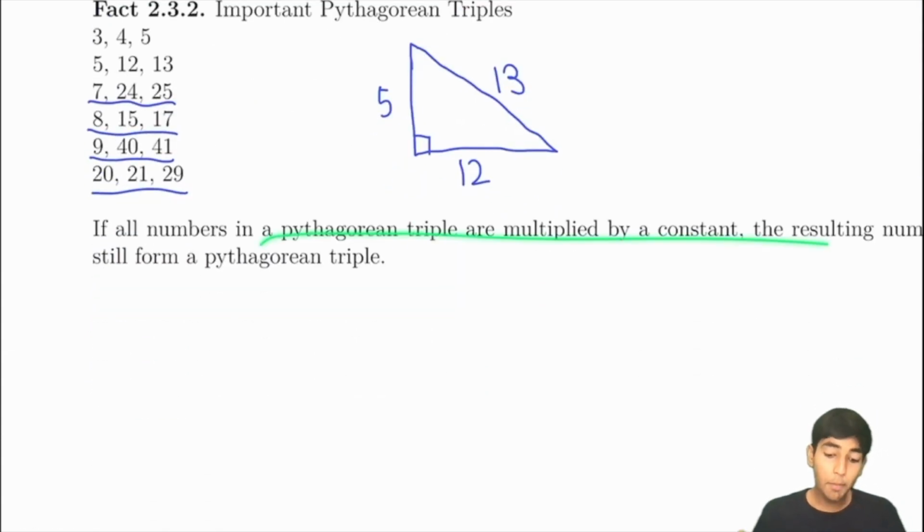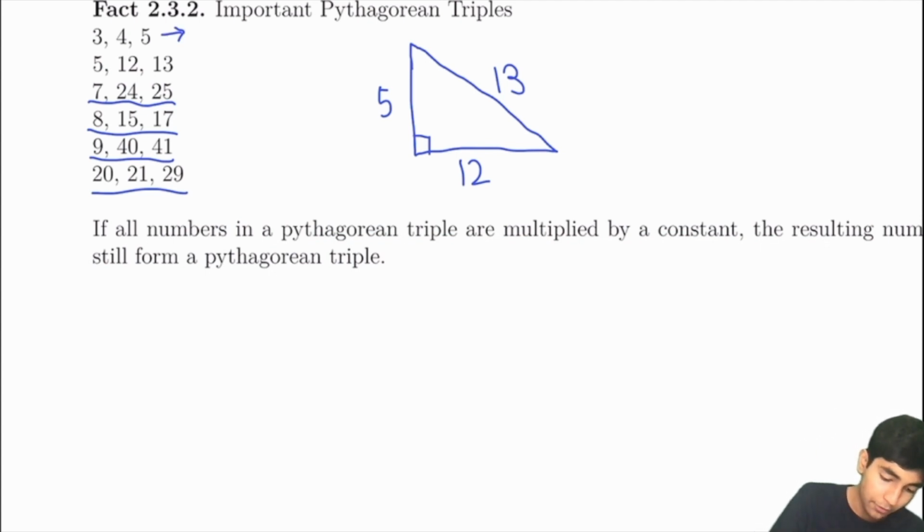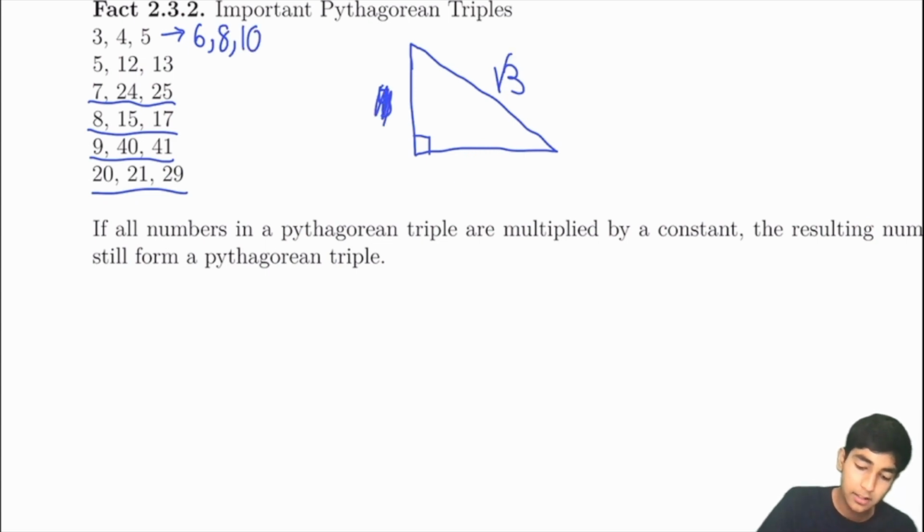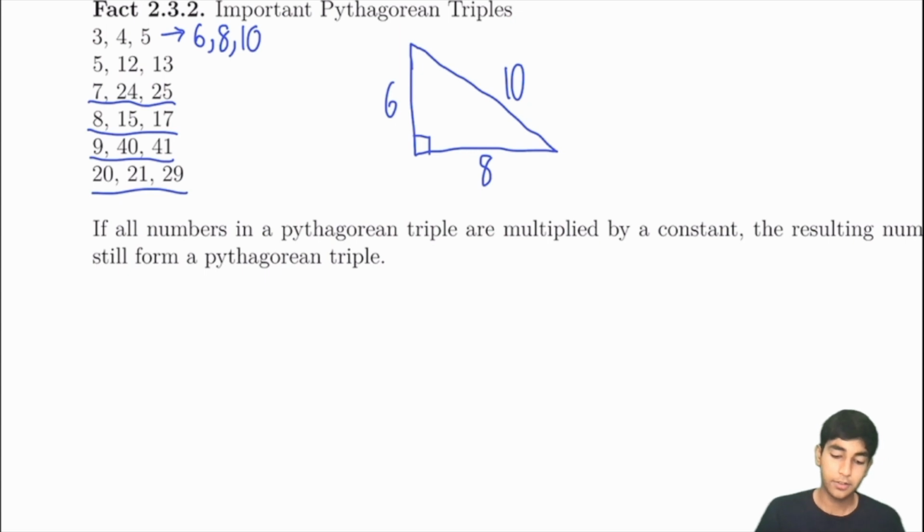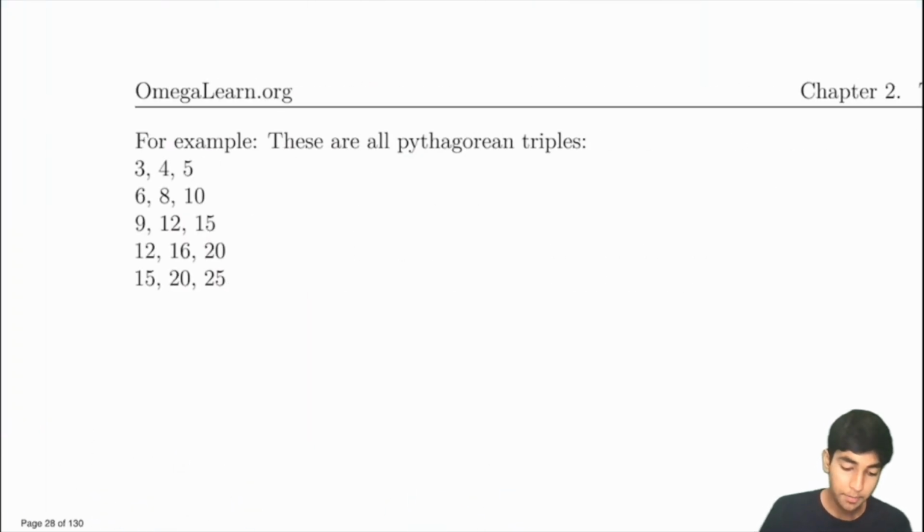Also, if we have all numbers in a Pythagorean triple multiplied by a constant, it's still a Pythagorean triple. For example, 3, 4, 5, if you multiply by 2, gives 6, 8, 10. And 6, 8, 10 can also be the side lengths of a right triangle as well. 6, 8, 10. And these are helpful to know.